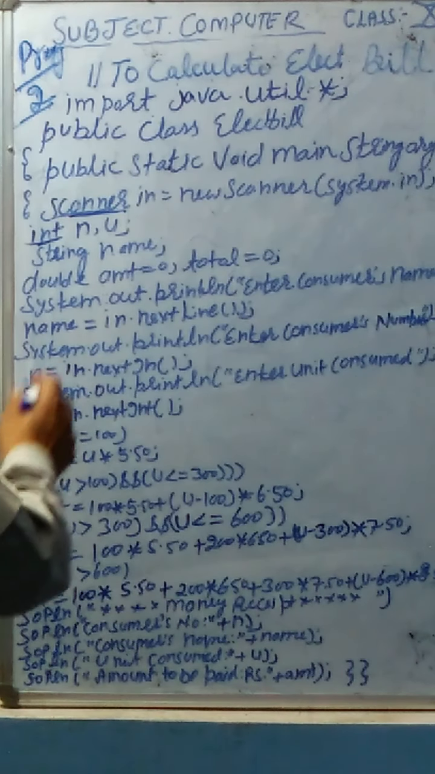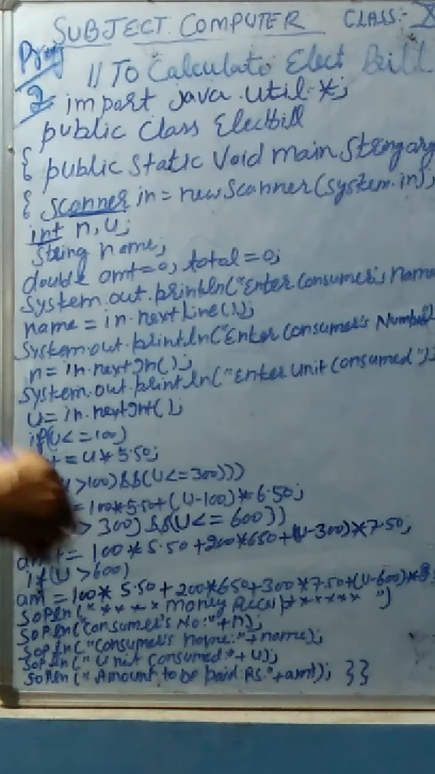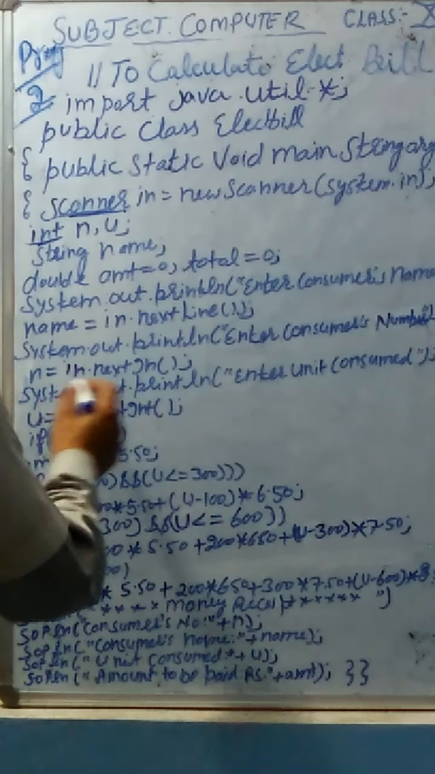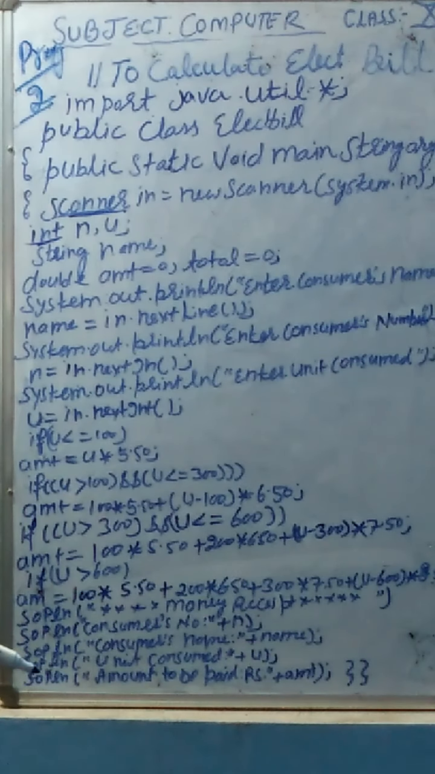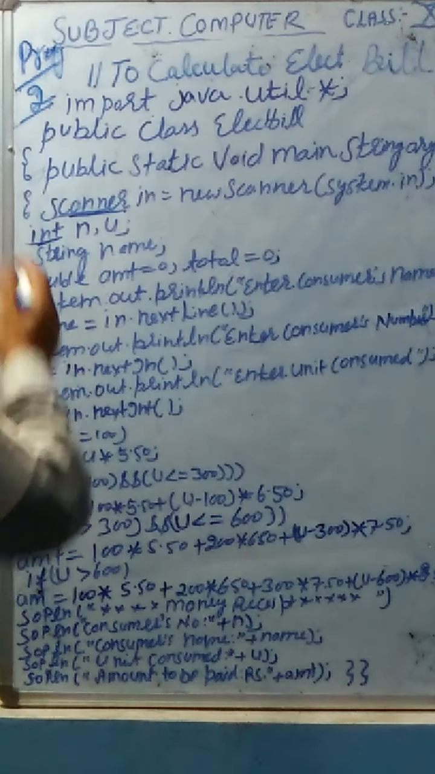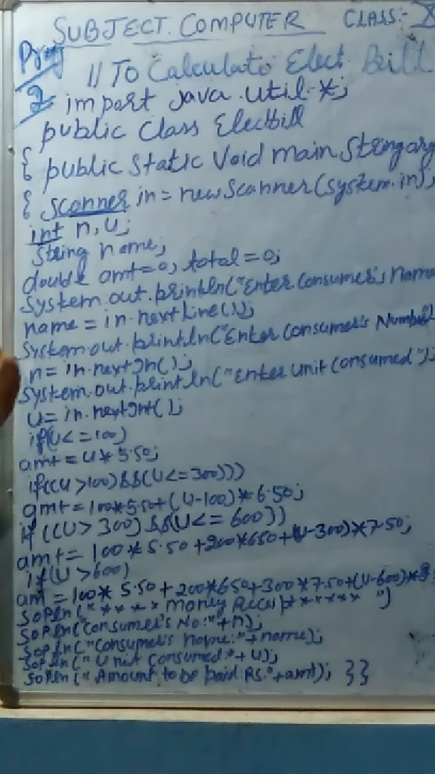And now we have to enter the unit of the consumer consumed. System.out.println enter unit consumed, and unit will be the integer type of the data. So then u is equal to in.nextInt function.